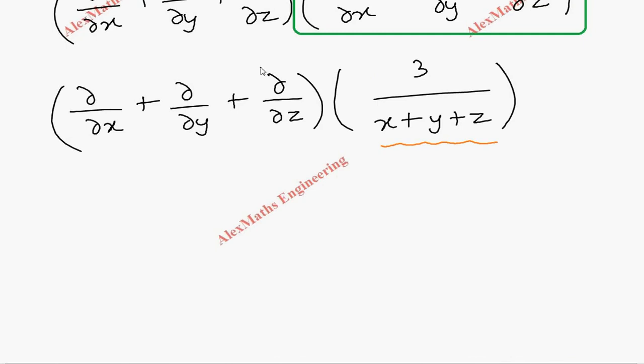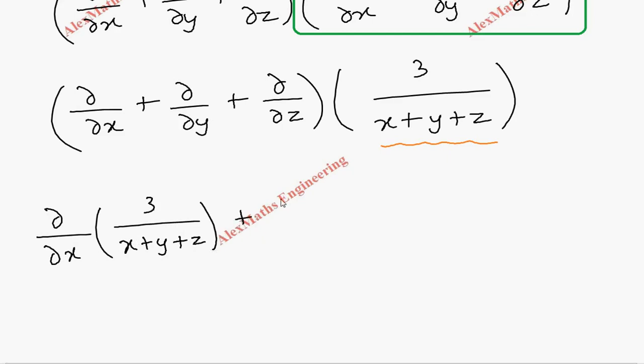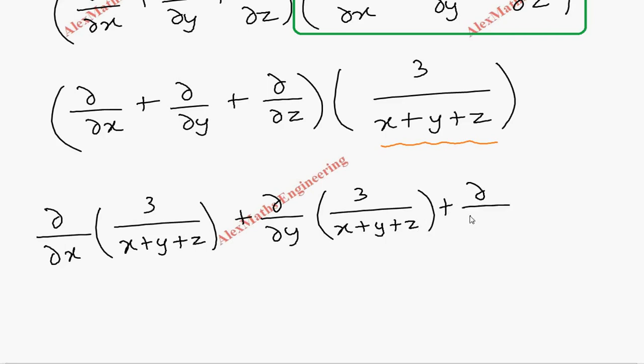So first term is dou by dou x of 3 by x plus y plus z. It means partial derivative of this term with respect to x. Second term is partial derivative of this entire term with respect to y. In the same way, we have to write the third term, that is dou by dou z of 3 by x plus y plus z.